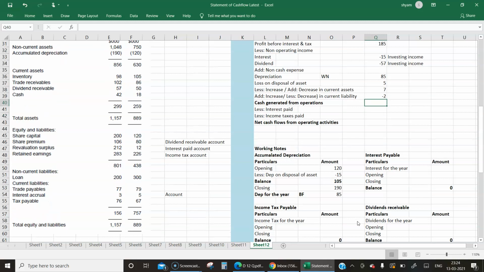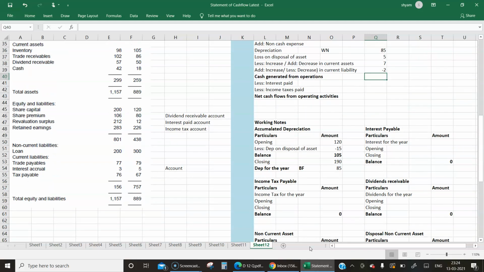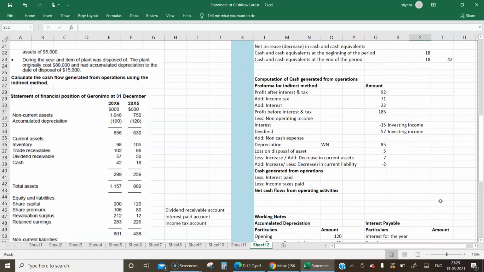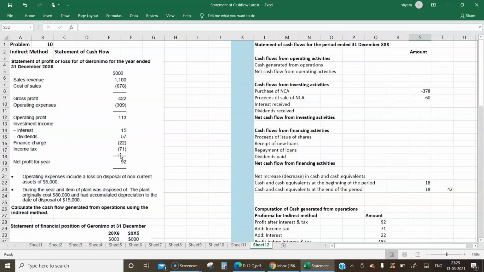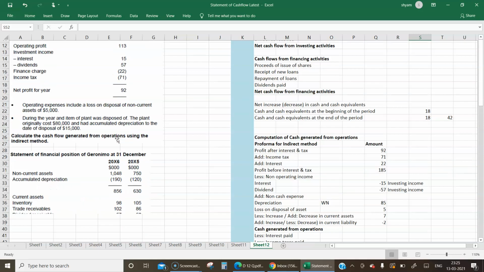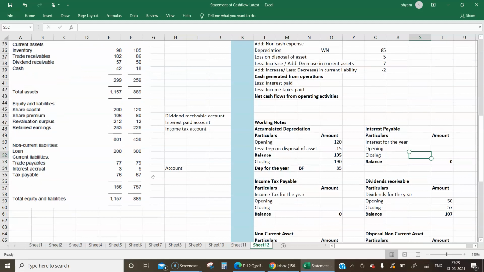First we'll open dividend receivable. The opening for dividend receivable is 50, closing is 57. And the current year dividend receivable is 57. So what does this mean? We had to receive 50 earlier. This year we are going to receive 57. Put together we have to receive 104.